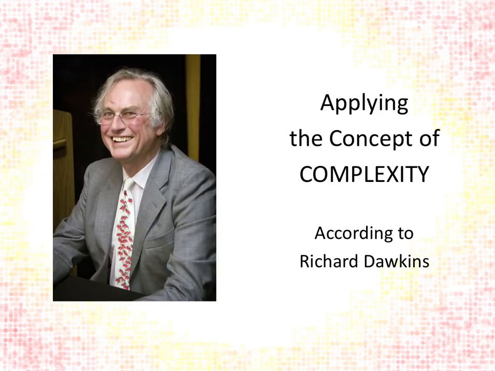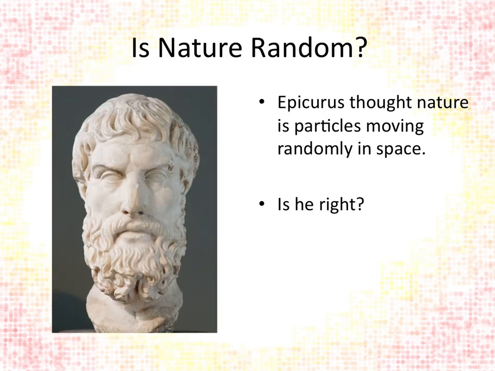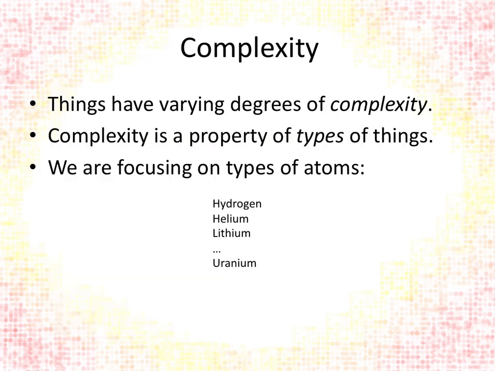What we're doing here is applying the concept of complexity that comes from the work of Richard Dawkins. I recorded a previous video on that concept in particular, so now let's apply it. And we're going to ask a question here. It's a question that comes from Epicurus, and the question is: is nature random? Is he right? We want to use complexity to try to answer that question. He thought that nature is particles moving randomly in space. Is that right? So let's talk about complexity.